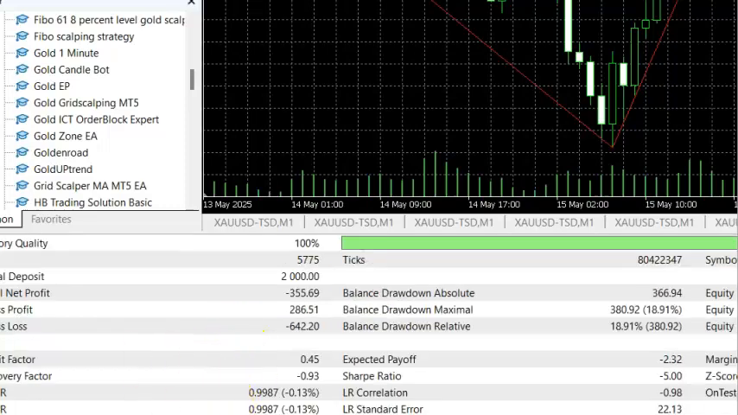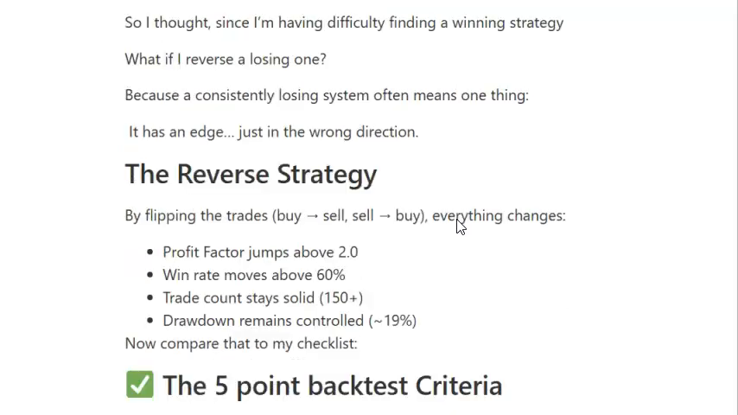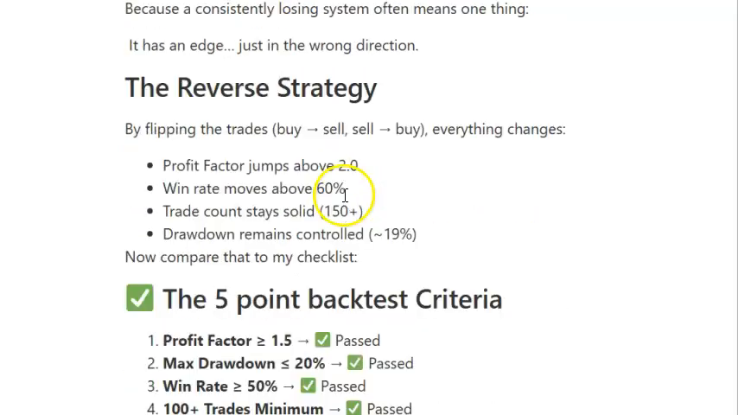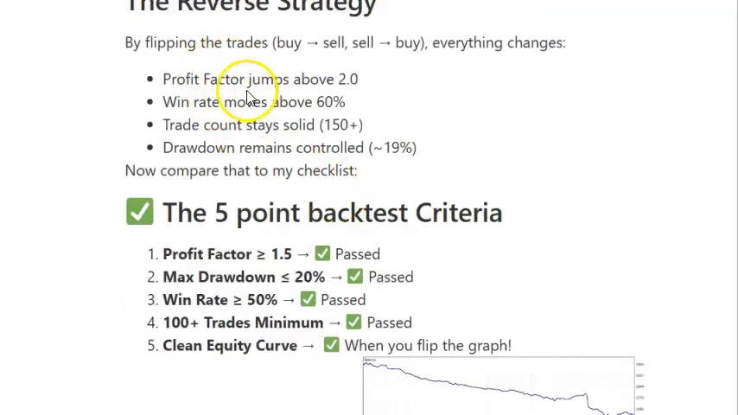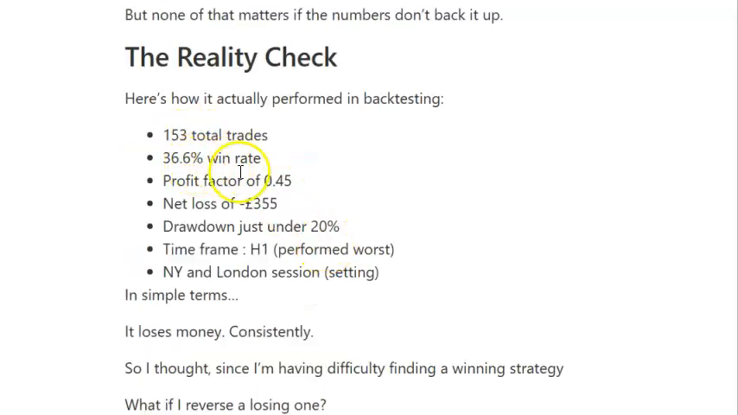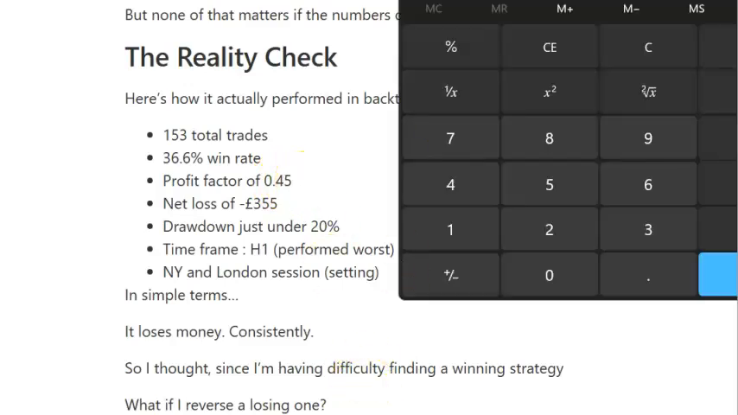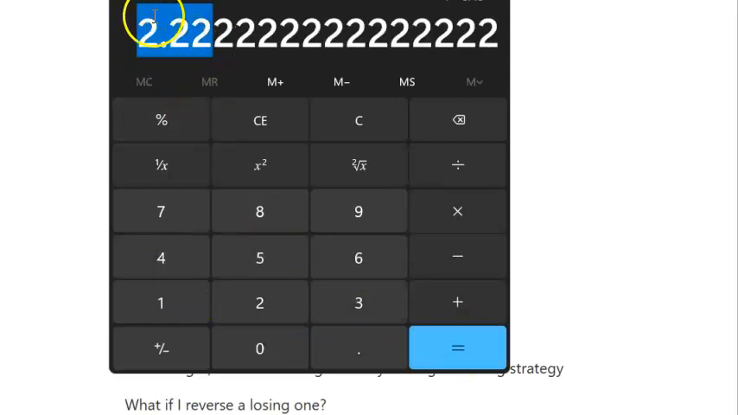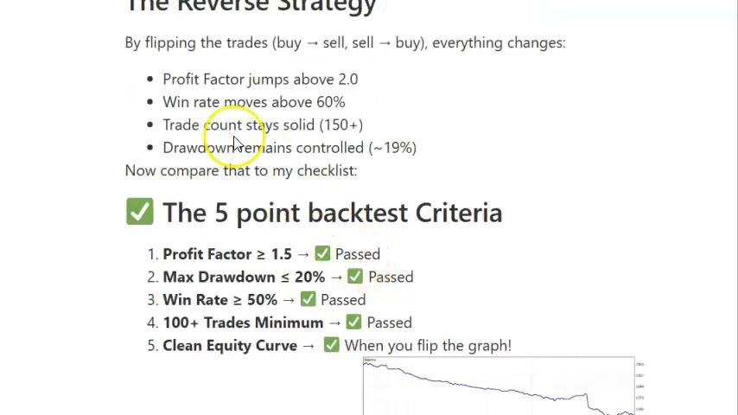Okay, so now that we know it's losing, we need to reverse the stats and see what it comes out with. By flipping the trades in reverse, here are the stats. Profit factor jumps above 2.0. To find that out, it's 1 divided by 0.45. Let me load the calculator. 1 divided by 0.45 is 2.22. So that's the profit factor in reverse.